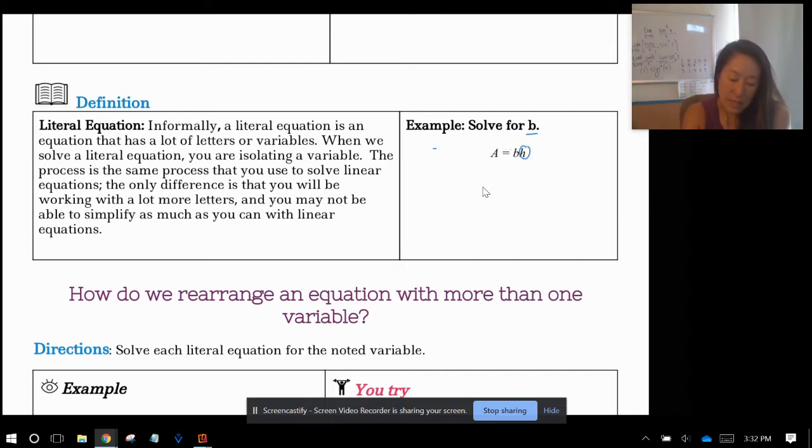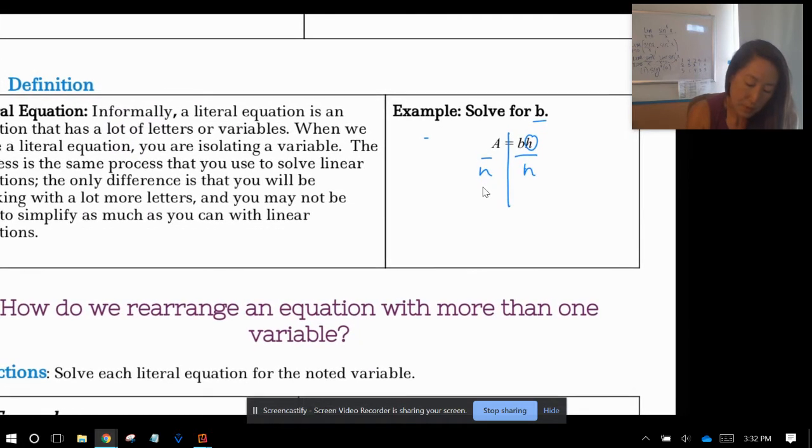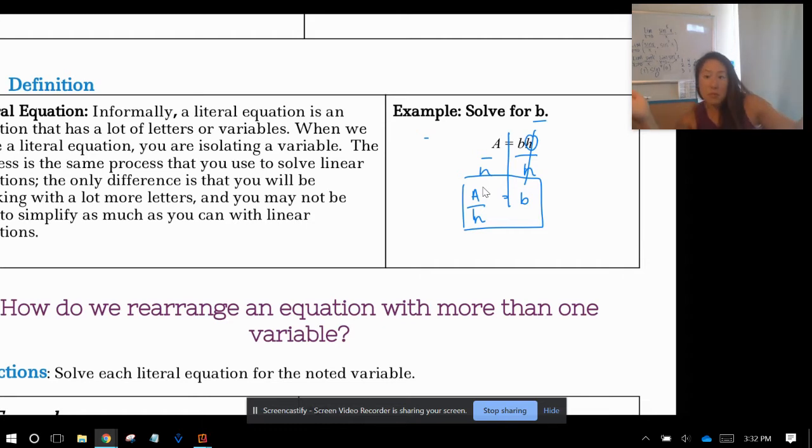So right now, H is on the same side as B, and it's multiplied with B. So to move it to the other side, I'm going to divide both sides by H. So I get B is equal to A divided by H. And that is where we stop. So once B is by itself, we stop there.